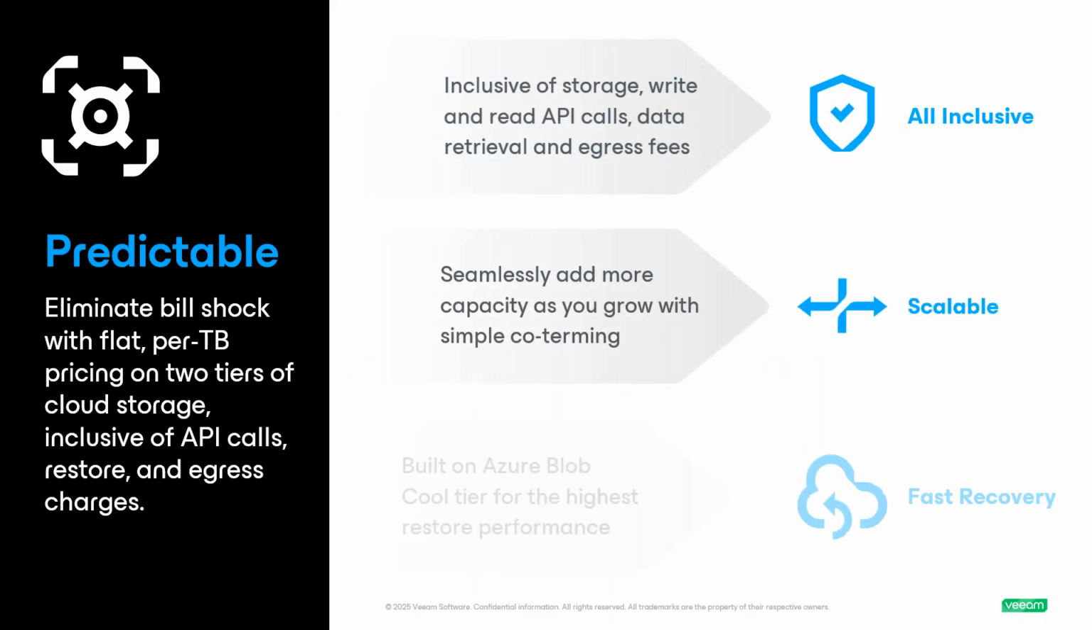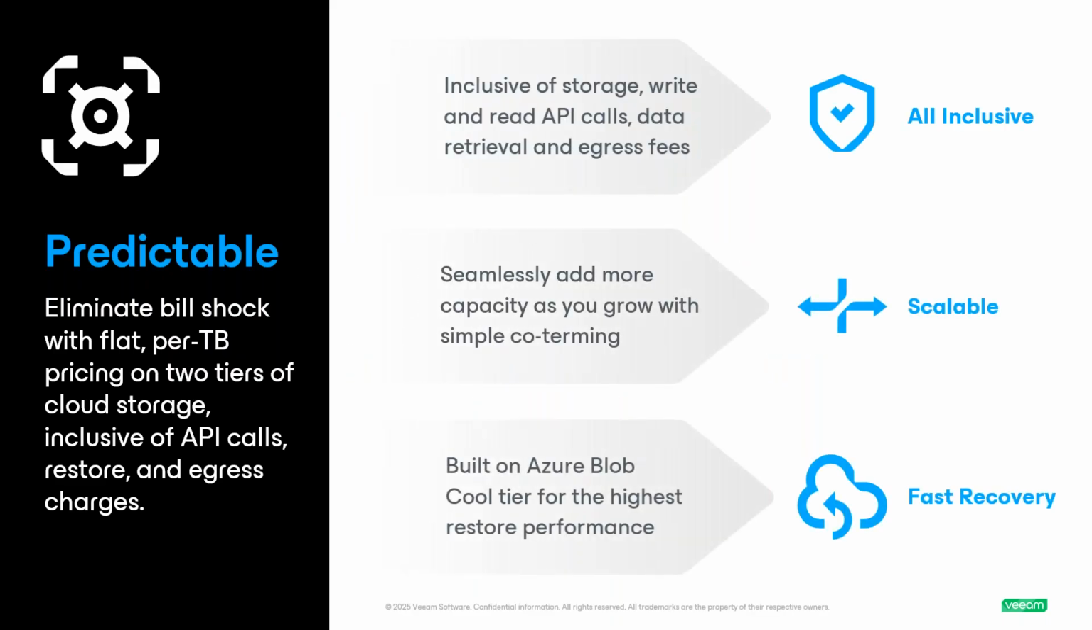So what's included as part of this cloud storage? We have one price that is inclusive of storage, write and read API calls, data retrieval, and egress fees. So if you are thinking of putting a copy in the cloud because you may align with the 3-2-1 rule, right? One copy should be on the cloud, right? And you want to make sure that you can control costs, right? And this is the one factor that you should look at, right?